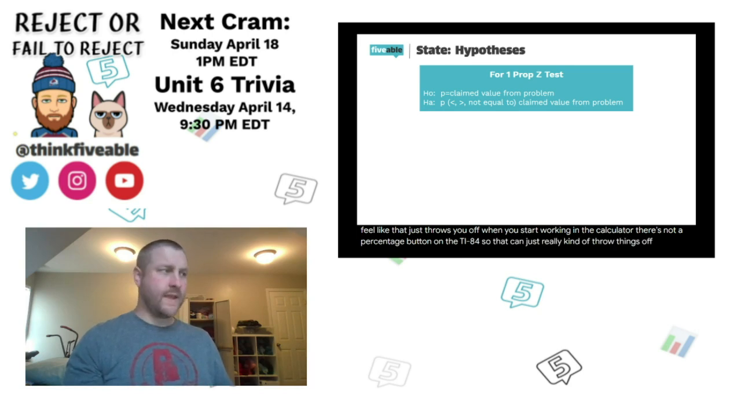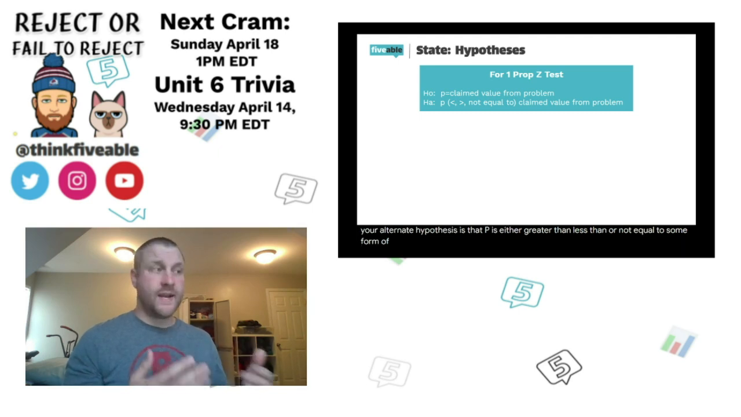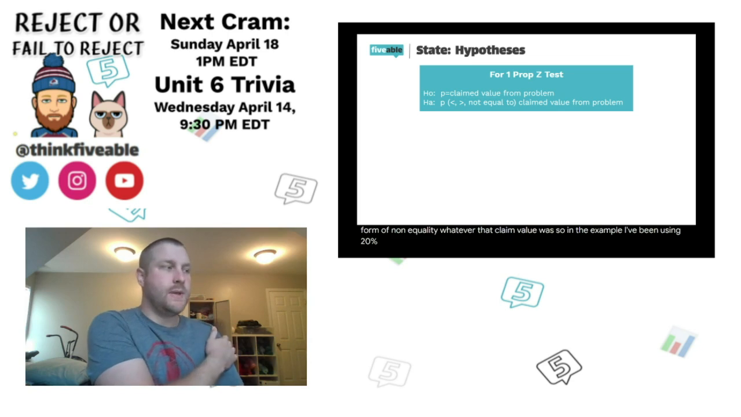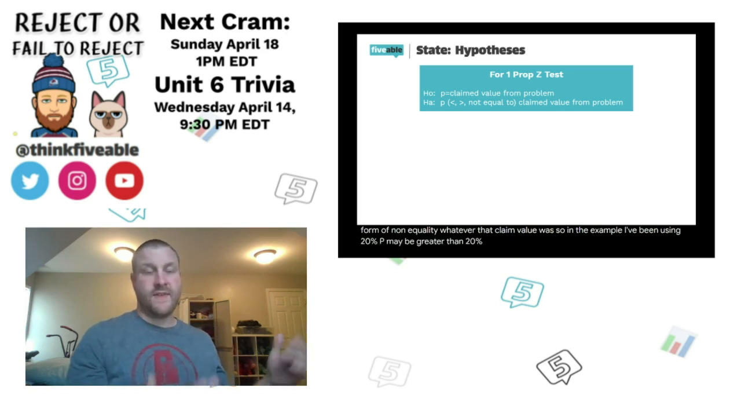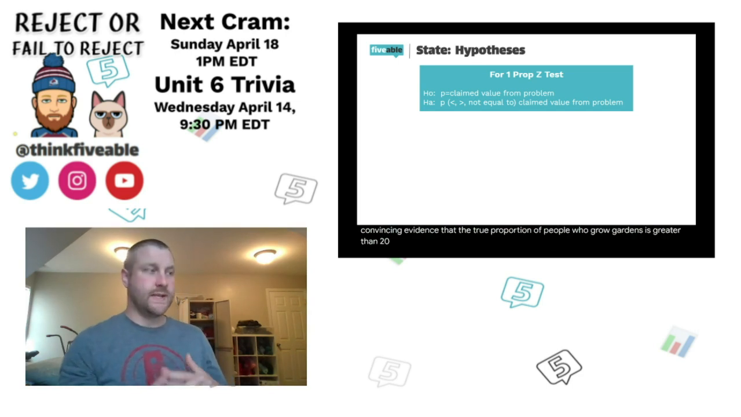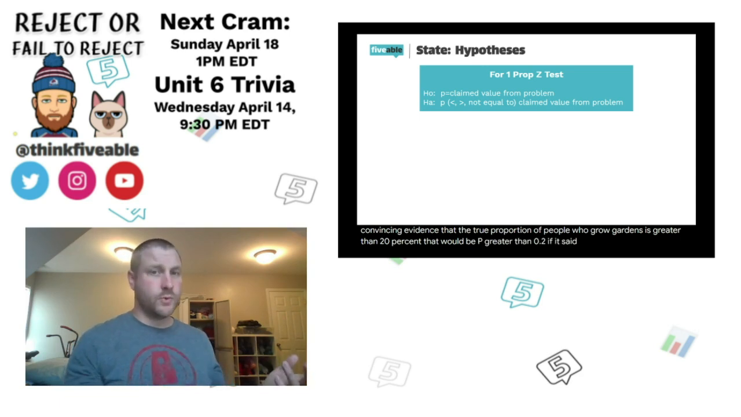And then your alternate hypothesis is that P is either greater than, less than, or not equal to, some form of non-equality, whatever that claim value was. So in the example I've been using, 20%. P may be greater than 20%, if that's what the question is asking. Do the data give convincing evidence that the true proportion of people who grow gardens is greater than 20%? That would be P greater than 0.2. If it said just not equal to 20%, you would put the equal sign with a line through it. It just depends on the way the question is broken out.